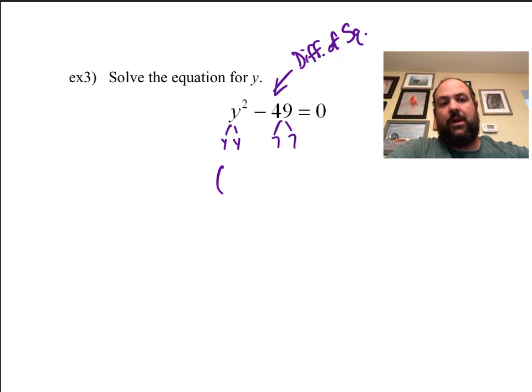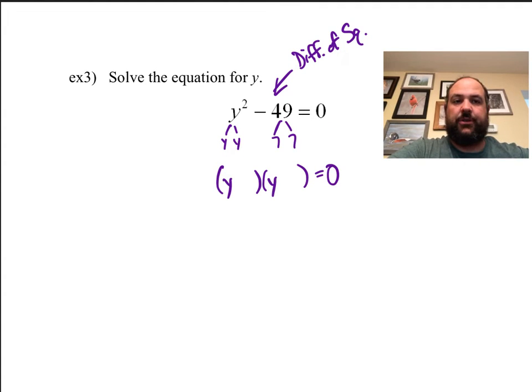So difference of squares splits up into two binomials as well, where we're going to have the same terms. The y's are the first terms, the 7's are the second terms. But in the first one, we would have y plus 7, second one, y minus 7. There it is. It's all factored. So now we set each of these equal to 0. So y plus 7 equals 0, or y minus 7 equals 0.